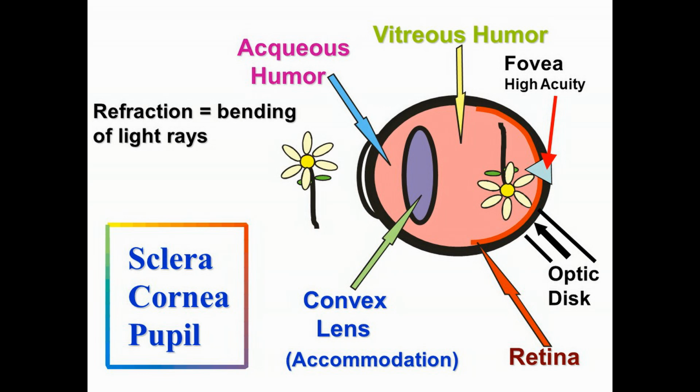That image is projected in the back center of the retina, and that's the fovea, and that's the location of the retina that's important for high acuity or highly detailed vision.